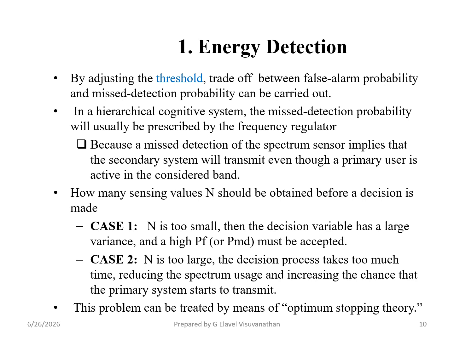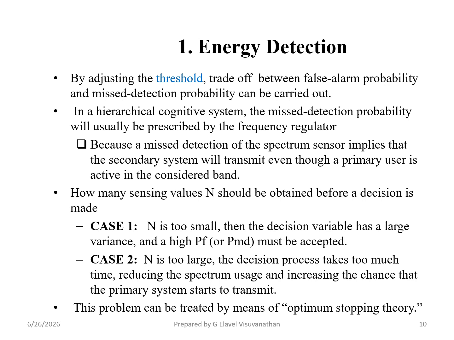By adjusting the threshold, the trade-off between the false alarm probability and the missed detection probability can be calculated. We can adjust the threshold trade-off, and then the probability of false alarm as well as the missed detection probability can be carried out. In a hierarchical cognitive radio, the missed detection probability will usually be prescribed by the frequency regulator.